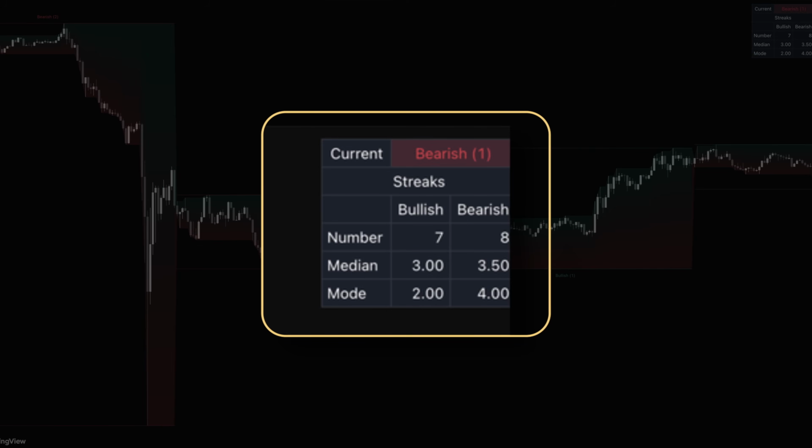The optional dashboard presents statistical analysis including total count of multi-session streaks, median streak length revealing typical momentum persistence, and mode identifying most frequently occurring durations. The current streak displays prominently with color-coded highlighting.